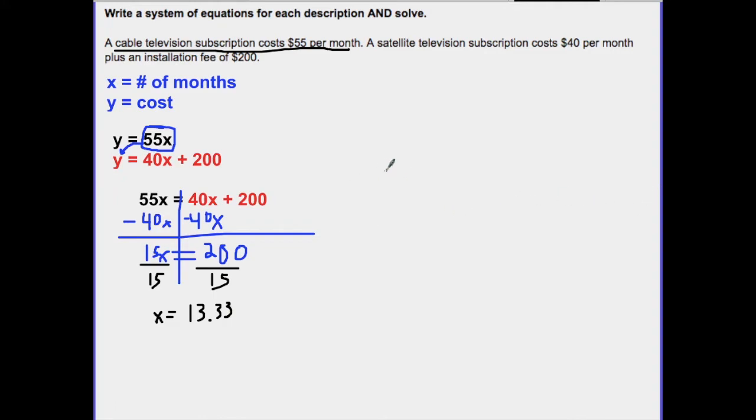Let's go ahead and find the y value then. So I'm going to choose the first equation because this first equation doesn't have anything to add. Might go a little bit quicker. So let's go y equals 55, and instead of x, we'll use our 13 and a third. And I'm going to end up with 733 and a third.